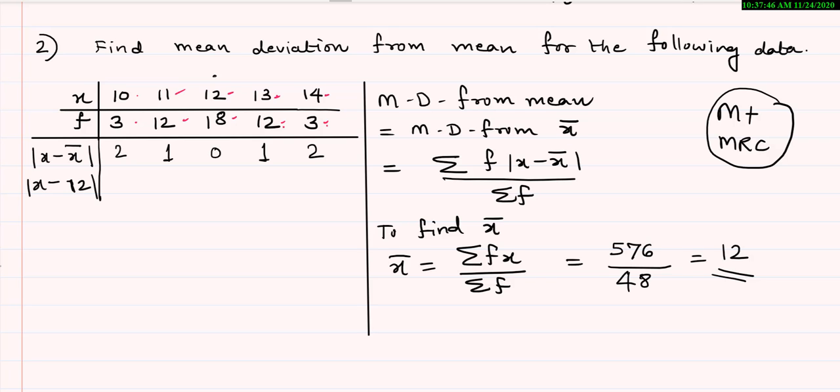Okay, to make it more clear, when I take 14, then mod of 14 minus 12 is what I am calculating, which is mod of 2, which is 2. So once the meaning of modulus, that is absolute value, is clear in your mind, computing the values is not a difficult task. Now we need to find out the value of summation of f into mod of x minus x bar.